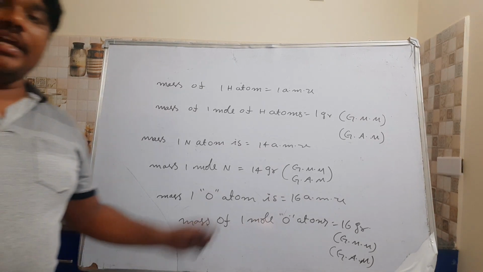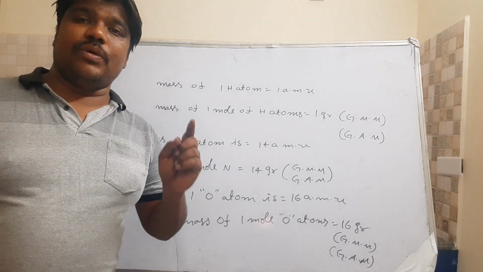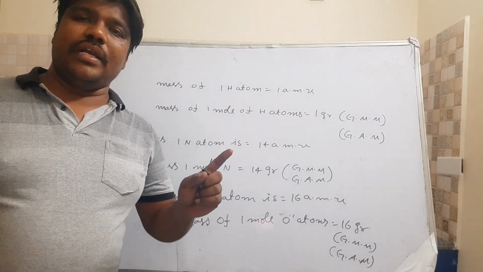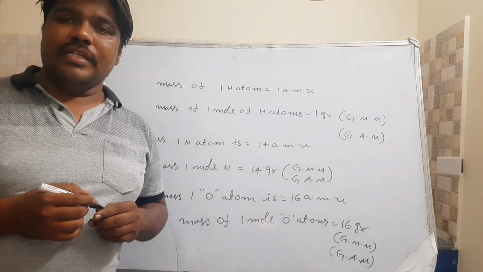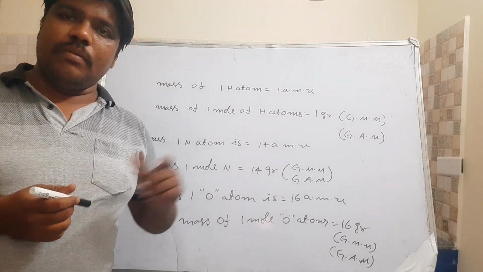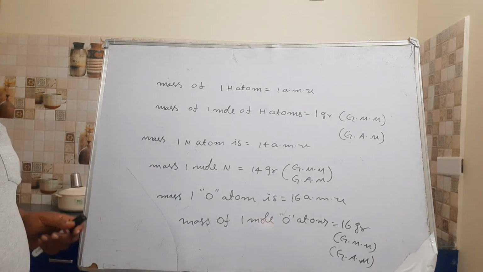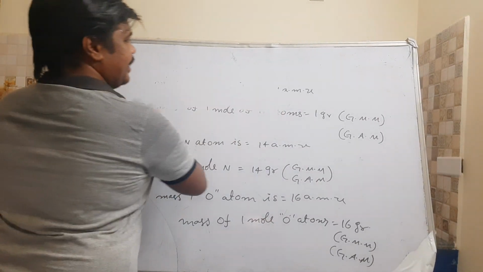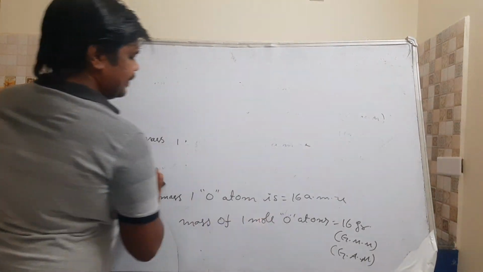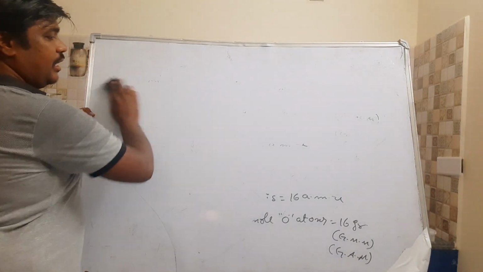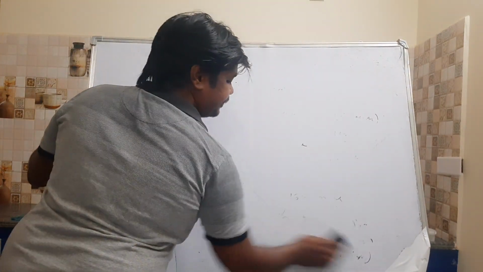So if they give you the value in AMU, that strictly belongs to one atom. If they give it in grams, that strictly belongs to 1 mole of atoms. Just keep this data in your mind. Pause the video or take a screenshot.